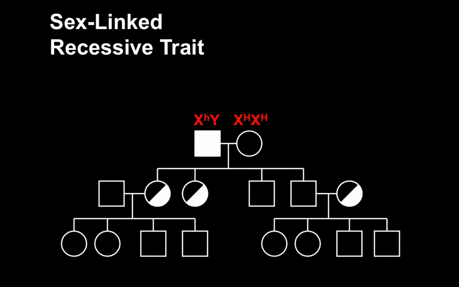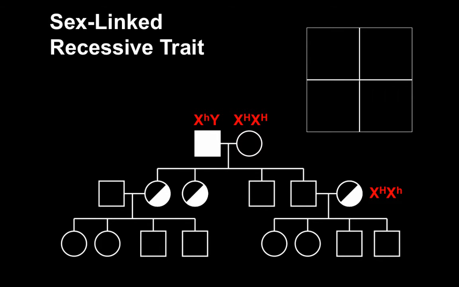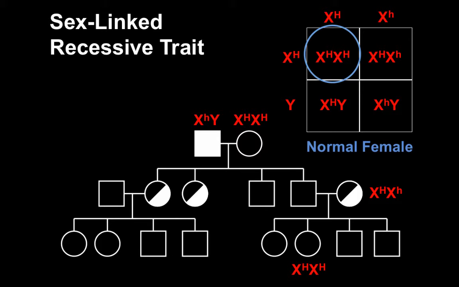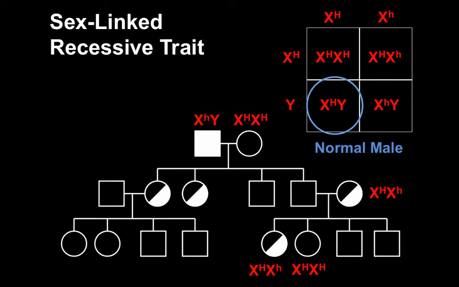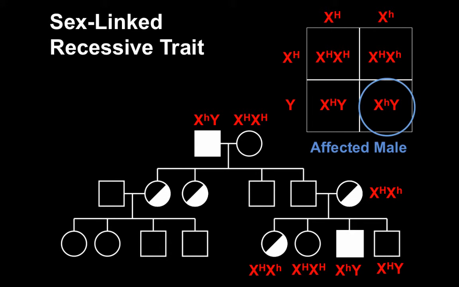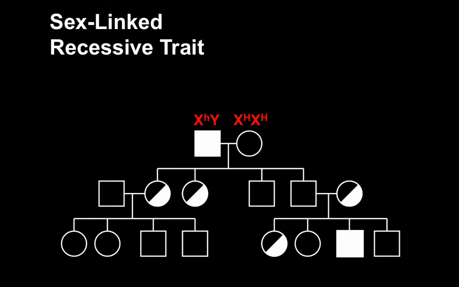Let's say that this male, who's unaffected, marries a female carrier. So she's going to be heterozygous. We do the Punnett square. We're going to have a normal female, a carrier female, a normal male, and an affected male. Because remember, the female is the one that determines the trait in the males.